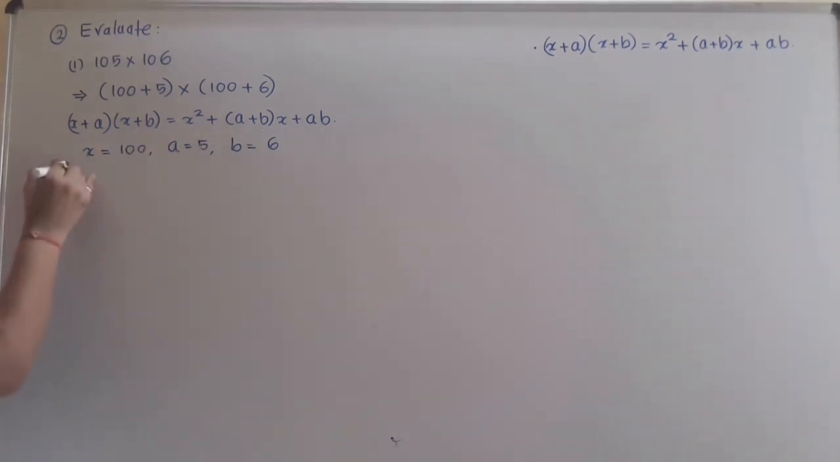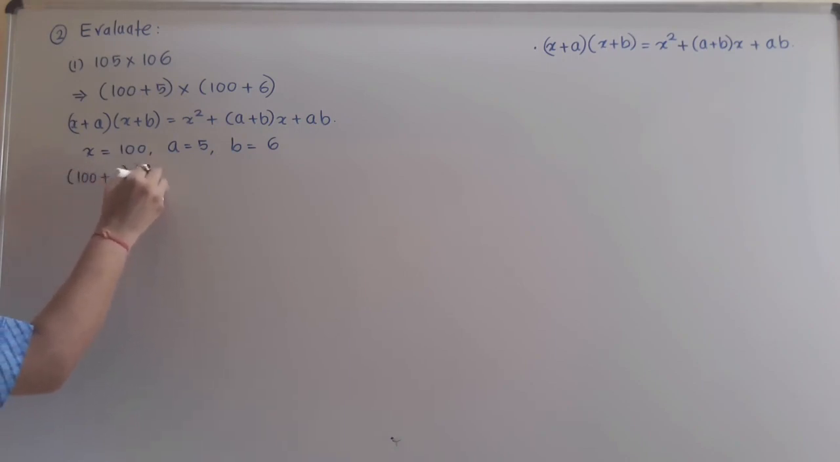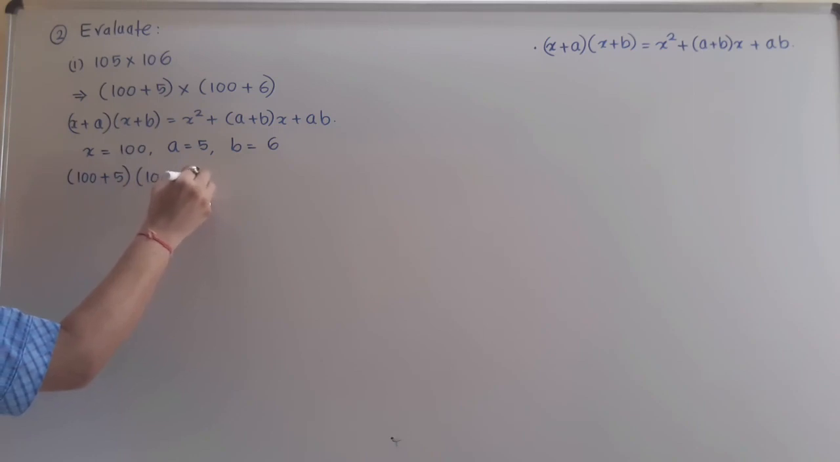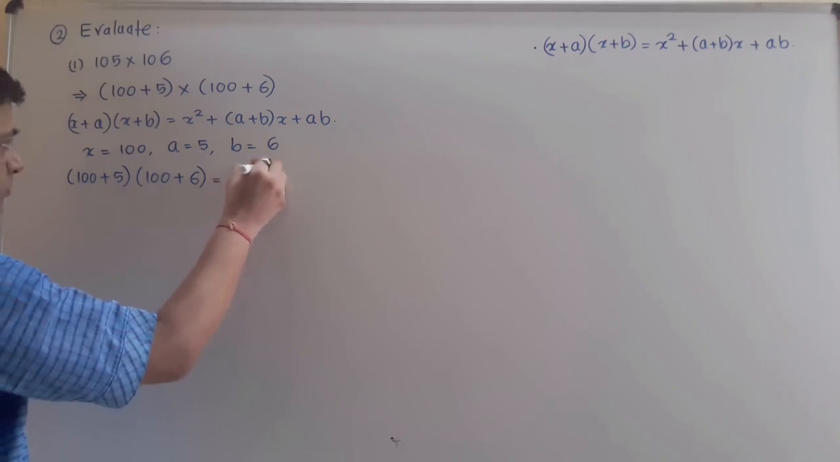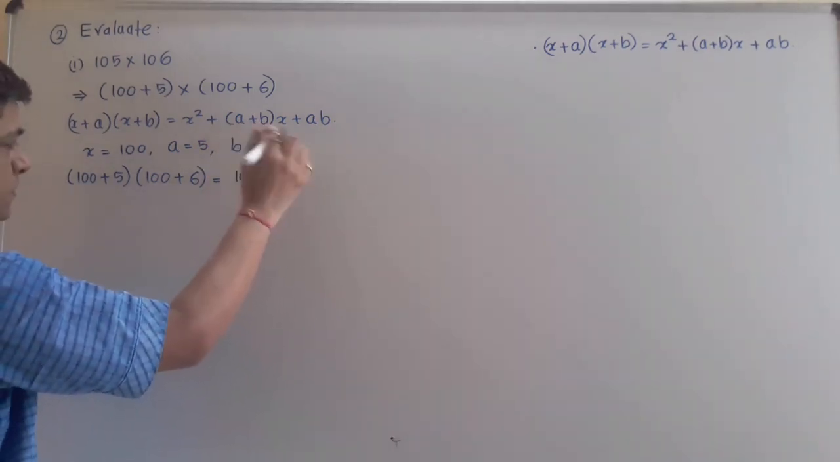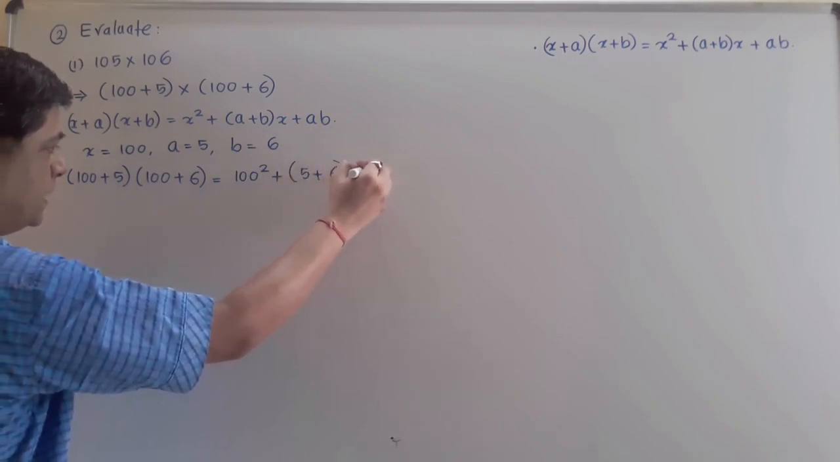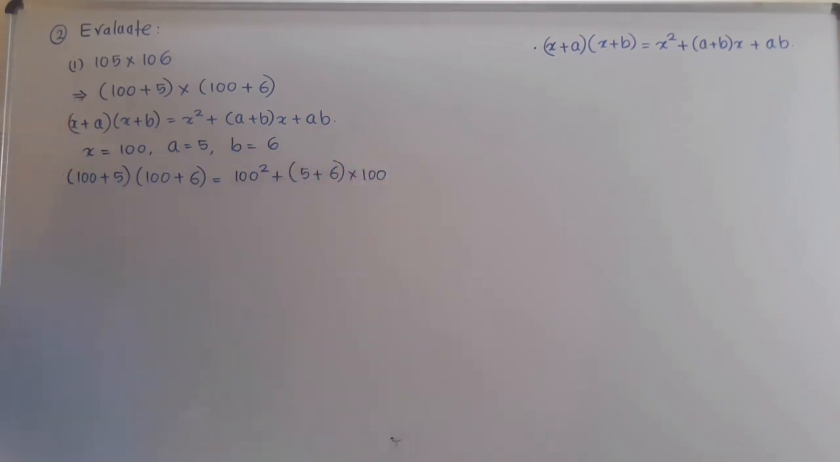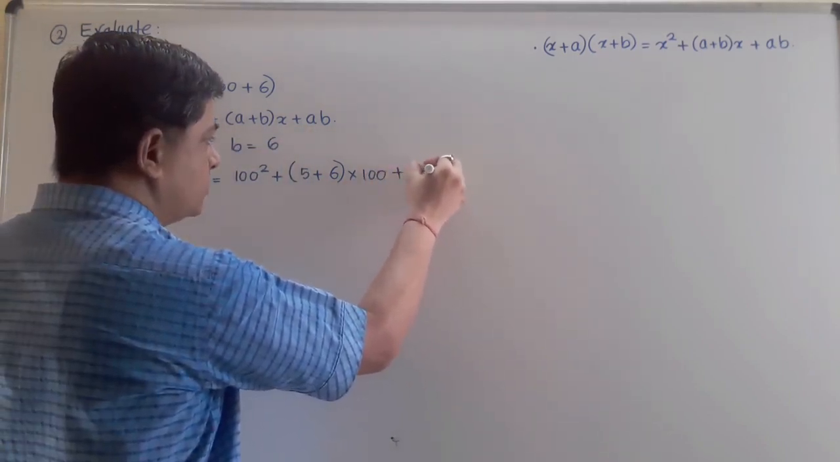So it can be written as (100 plus 5)(100 plus 6) is equal to, because the value of x, a and b I have put here. Now the term comes for x square. So that will be 100 square plus (a plus b) times x, where a is 5, b is 6, and x is 100. Again plus a into b, so that will be 5 into 6.